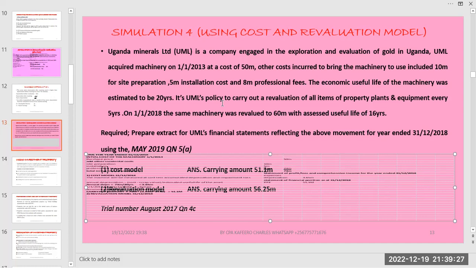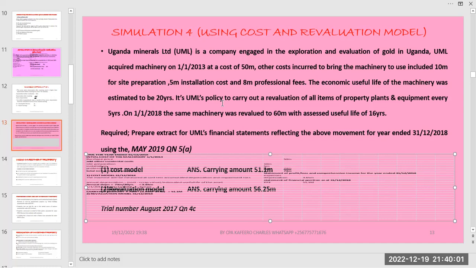Because they are saying they did the revaluation on 1st January 2018. But in our question, we are making the reporting at the end of the year, meaning from 1st January 2018 to 31st December 2018, that is 1 year. For them, they did the revaluation 1 year before the reporting. So now we are reporting when we have gone 1 year ahead.